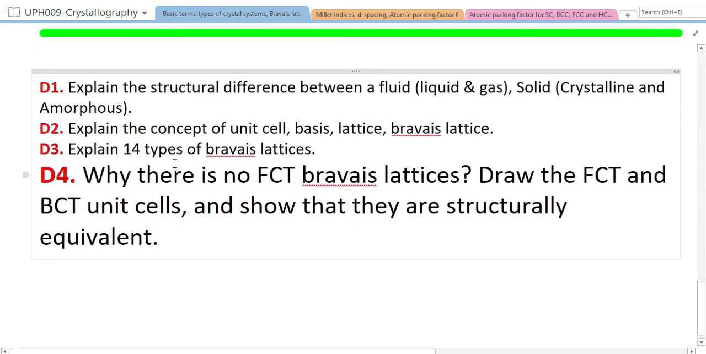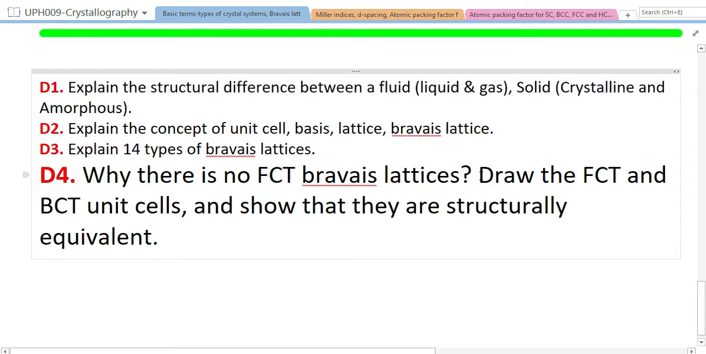Now, in this lecture, what are the different types of solids you have? To describe the solid structure or the crystalline structures, you have some terms or concepts that you have to understand. These are called unit cell, basis, lattice, Bravais lattice. How many such Bravais lattices? 14. Now, my question to you is, when I was describing these 14 different Bravais lattices, you would see that there is no FCT Bravais lattice. Why is there no FCT Bravais lattice?